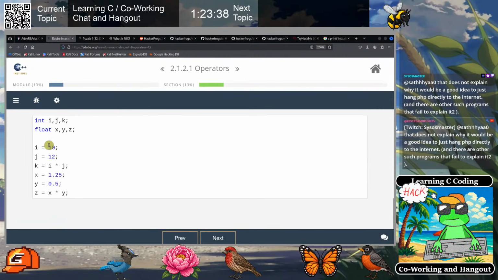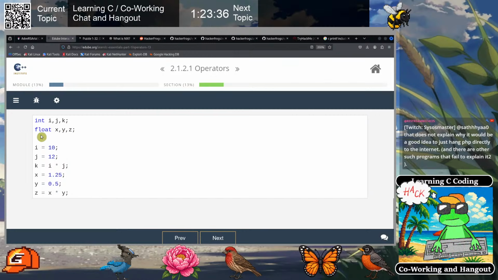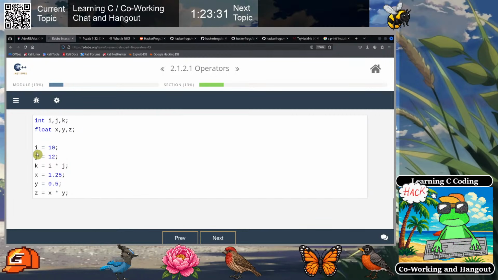Okay, so what do we have here? We've got integers i, j, k and floats x, y, z. We set i as 10, j as 12, k as i times j. So that would be 10 times 12. x is 1.25, y is 0.5, and z is x times y. Okay, so that would be 1.25 times 0.5.